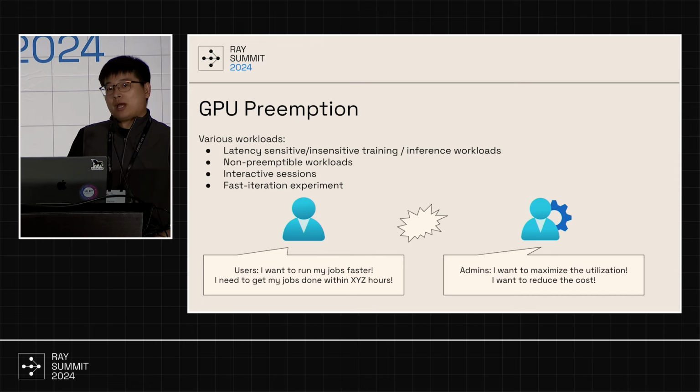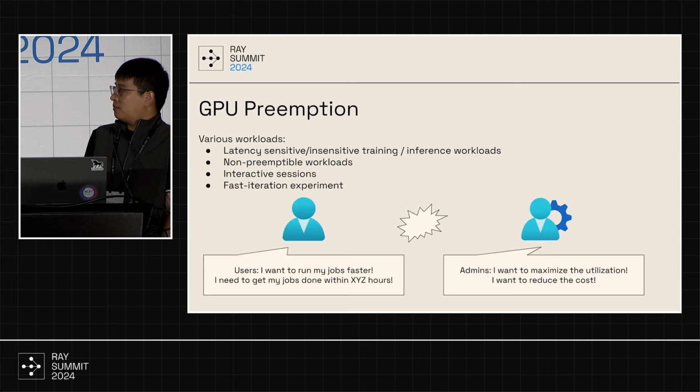Then I will spend some time to talk about GPU preemption. This is a quite new feature we have been using lately to improve utilization. Because we're supporting so many different use cases, there are latency-sensitive and non-sensitive workloads, interactive sessions, real-time sessions, and also some fast-iteration experiments where users just want to get the results back really quickly. So among all these different use cases, users simply want to have their job done in X, Y, Z hours.